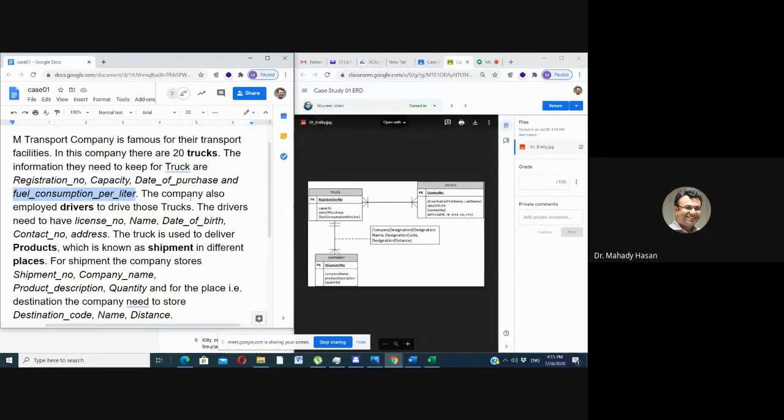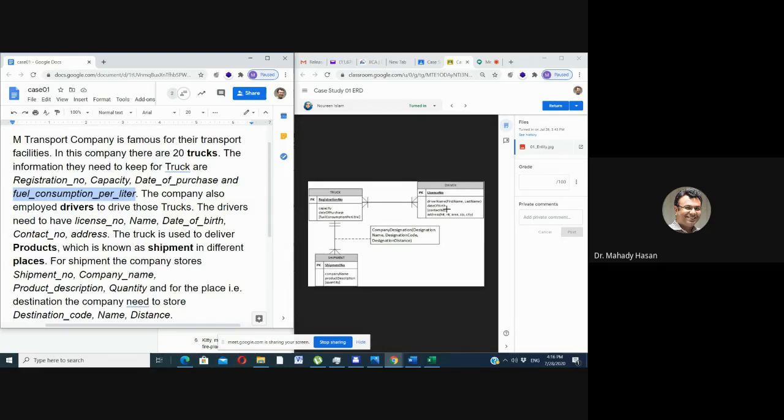Okay, the next part is the company also employs drivers. So we have a driver, who drives the car. So this relation is driving the car. The driver needs to have license number as the primary key. Very good. Driver name, first name, last name, very good. We have date of birth, contact number, address, very good, correct. So this much, I think there is no problem.